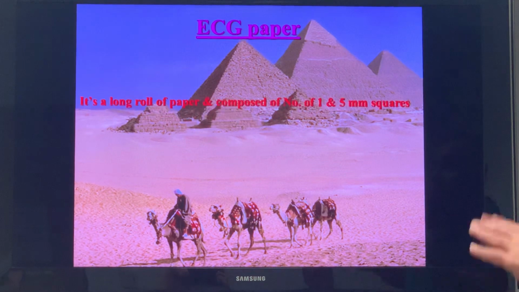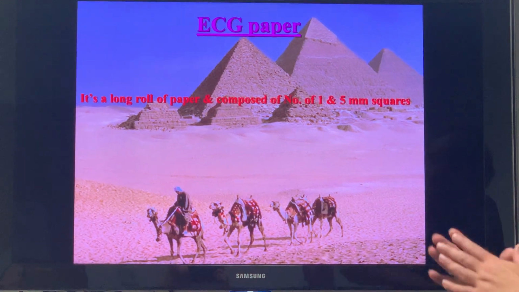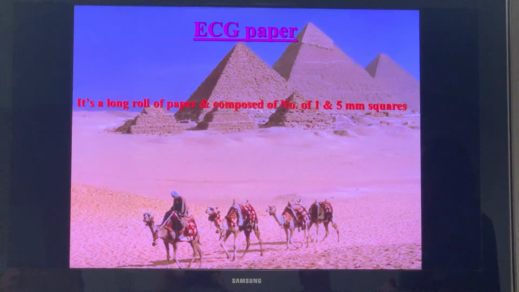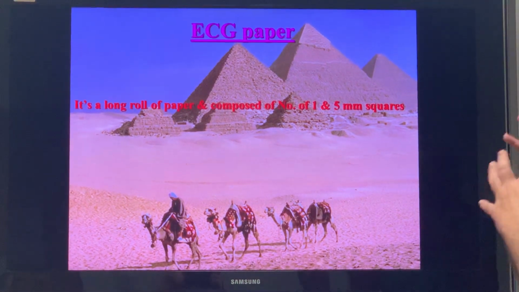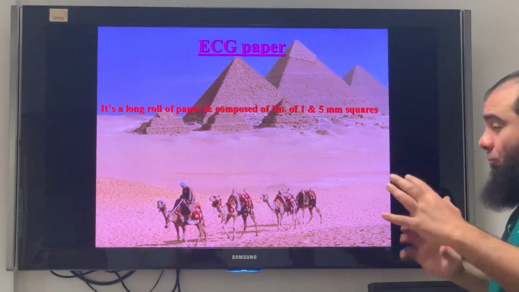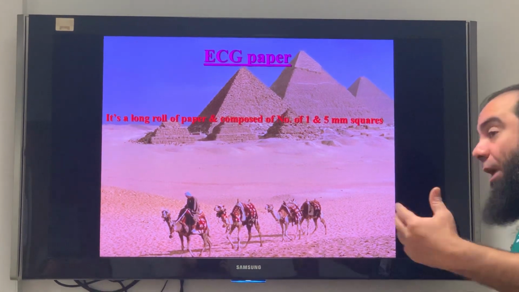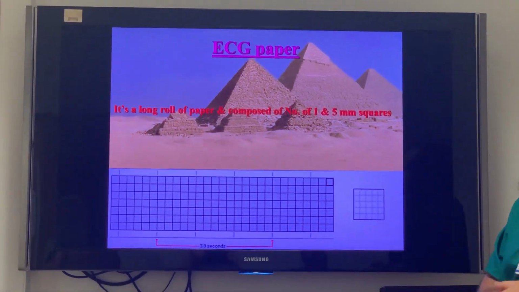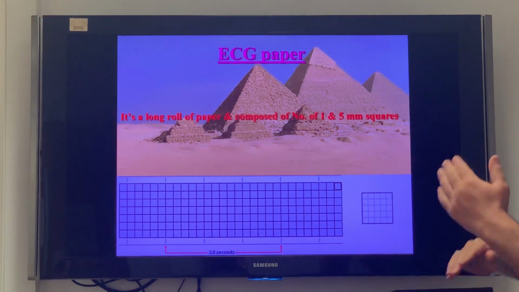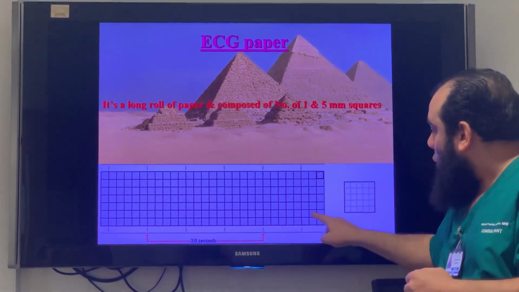Okay. We'll come down to the ECG. We have finished the boring point. So don't get bored. Now we're going to that one. So, what is the ECG paper? How can I explain it? How can I read it? This is the ECG paper. Why was it divided this way?